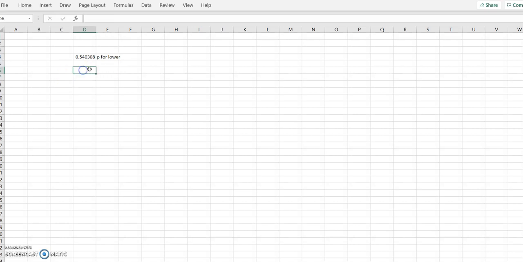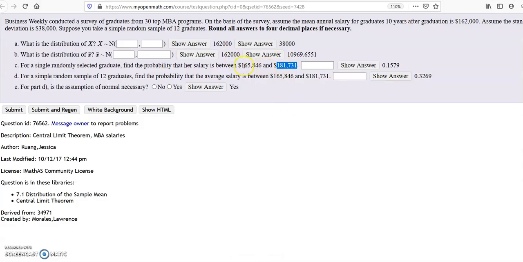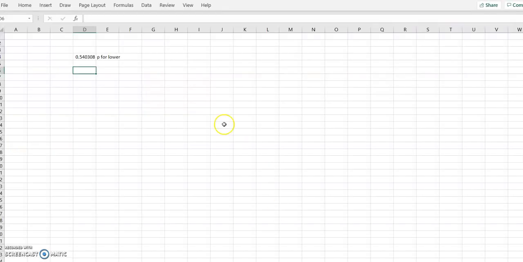So now we find the probability for higher. We do the same thing, except we use the 181,000 number given in the problem, okay? So we just found the probability less than that number, okay? Remember, Excel always does less than. Now we have to find the probability less than that number, and then subtract the two probabilities from each other, okay? And again, we're still just using 38,000 as the standard deviation, the one given in the problem.